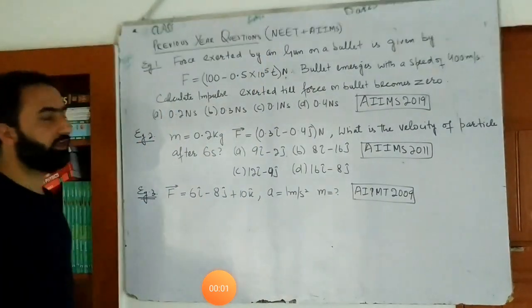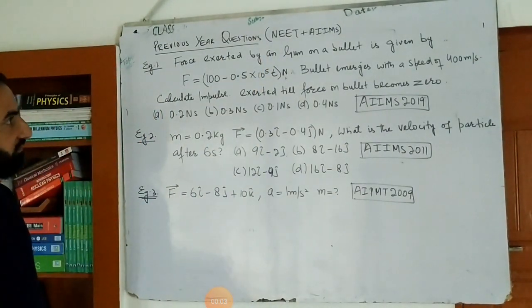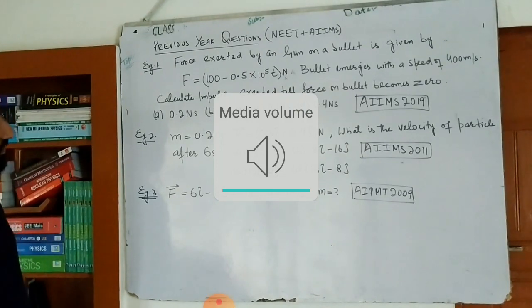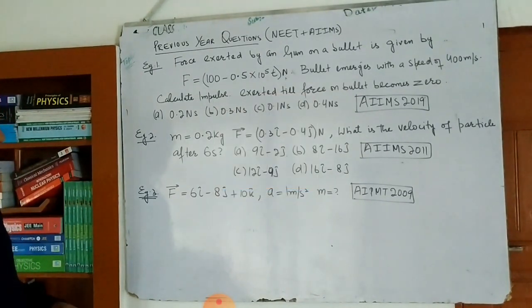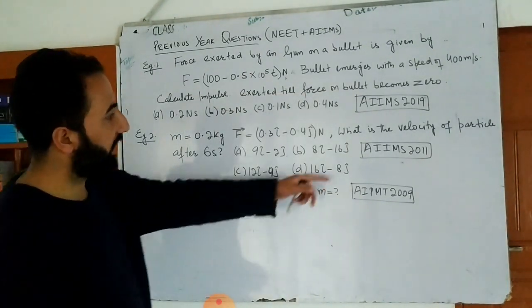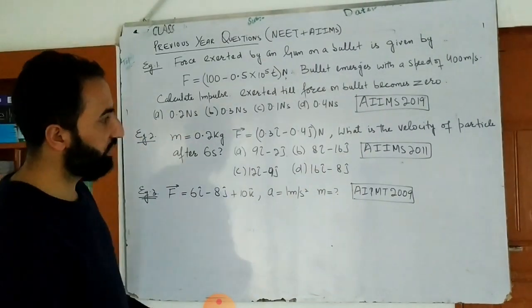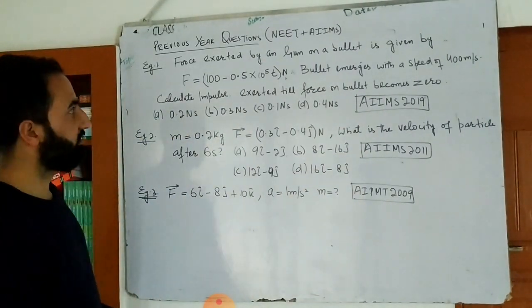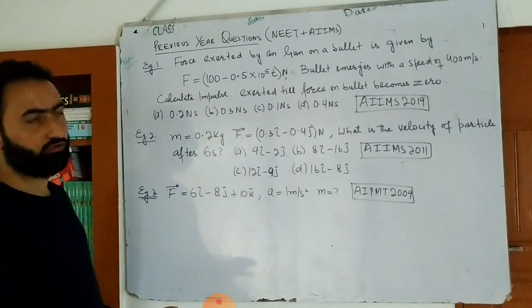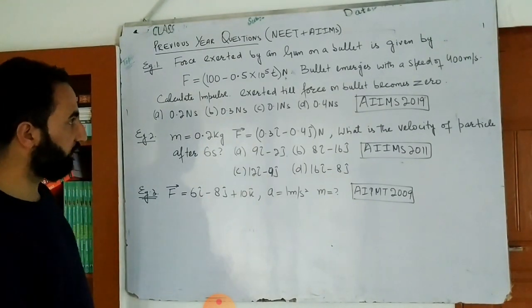The NEET and AIIMS. Okay. So first of all, you pause the screen and write down all these questions. Three questions are there. Question number 1 was asked in AIIMS 2019, question number 2 in AIIMS 2011, and question number 3 in AIIMS 2009. Okay. So first of all, you write down all these questions. You pause the screen and write down all these questions. Then we'll solve them.